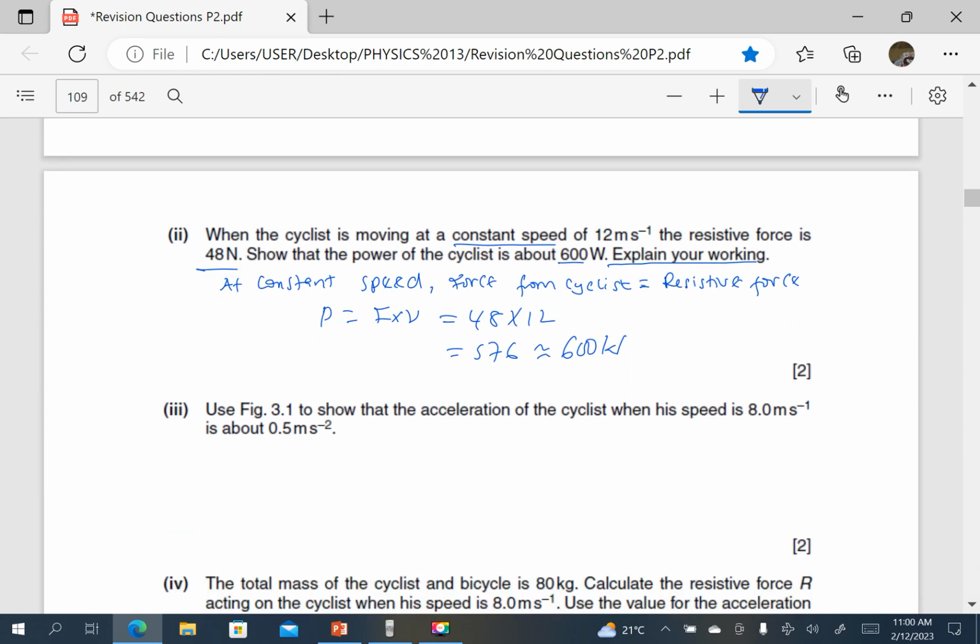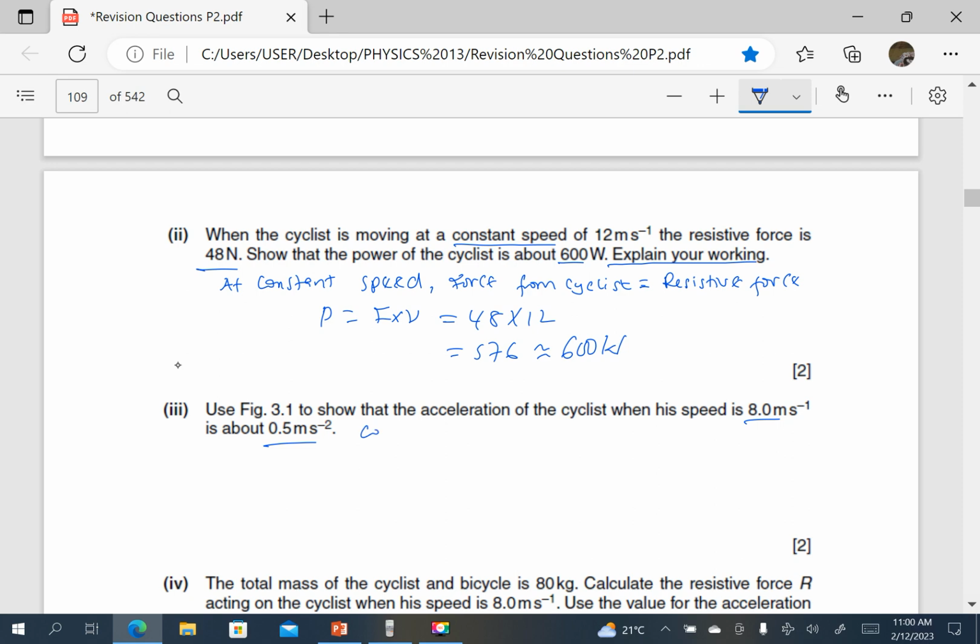Use the figure to show that the acceleration of the cyclist when his speed is 8.0 meters per second is about 0.5 meters per second squared. For acceleration, we find the gradient, because on a velocity-time graph, the gradient is the acceleration. So we have to draw a tangent at 8.0 meters per second.